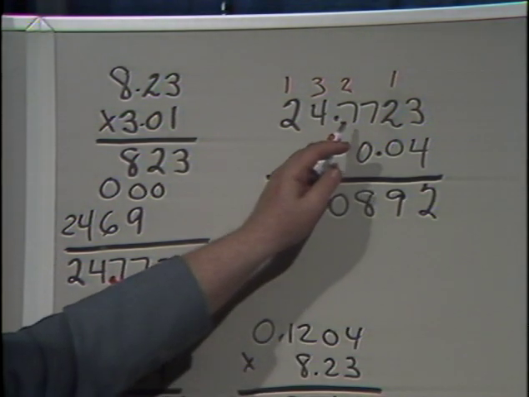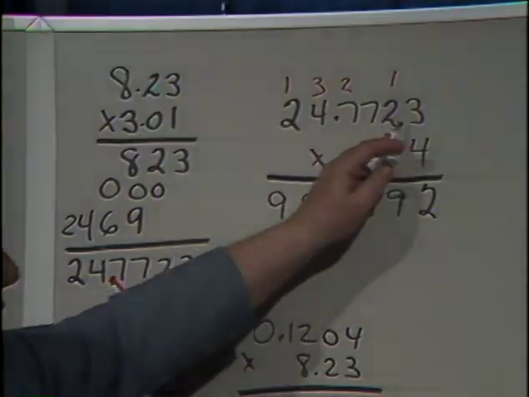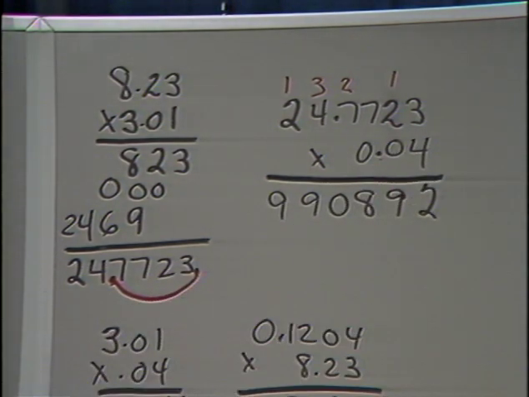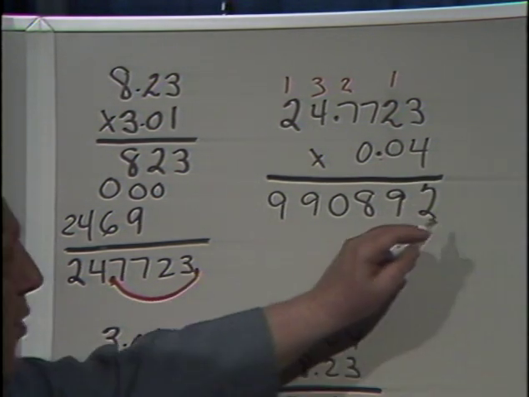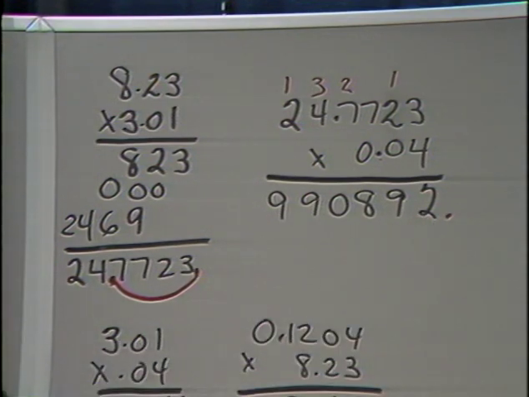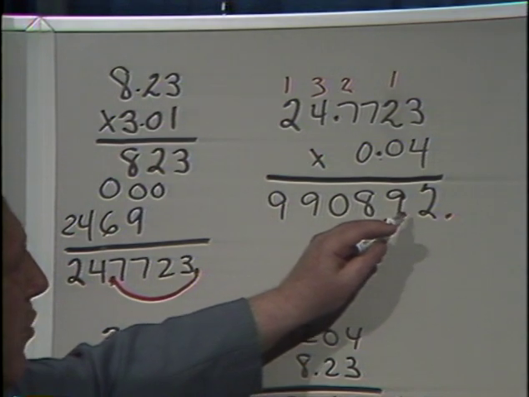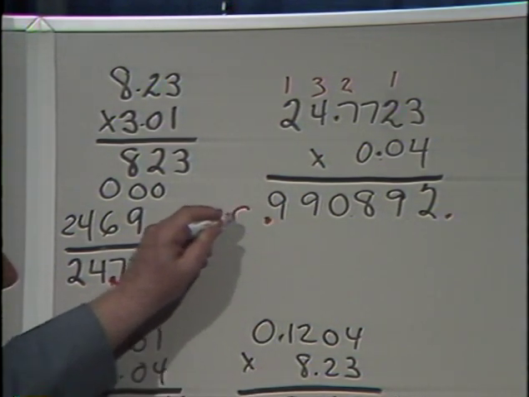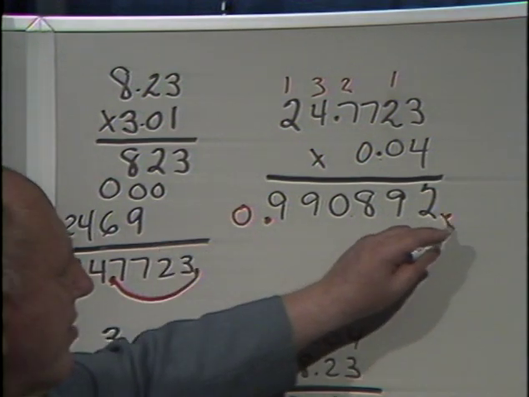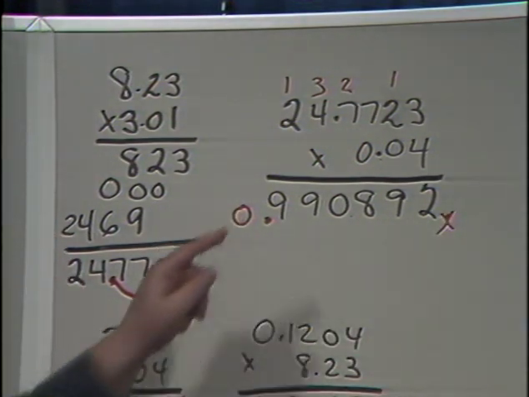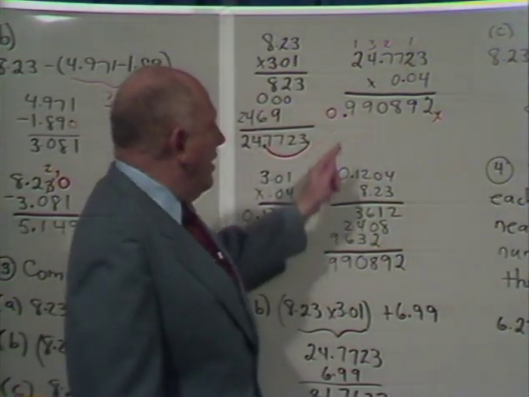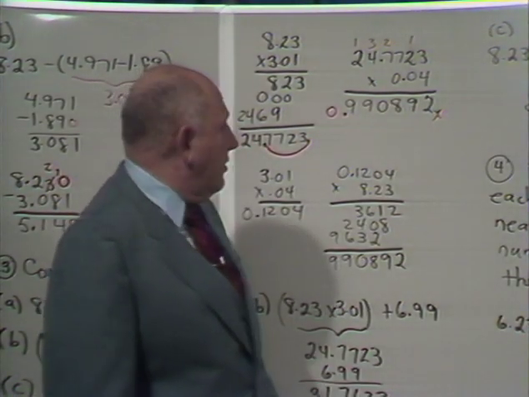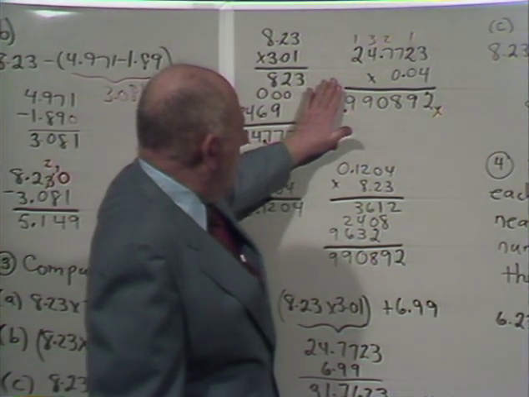Now we count the digits to the right of the decimal point. There are 4 here. There are 2 here. That means there are 6 altogether. When there's no decimal point, it's assumed to be after the digit furthest to the right. We now take that decimal point and we move it 1, 2, 3, 4, 5, 6 places. And we put a 0 in front to emphasize the decimal point. The answer is 0.990892.